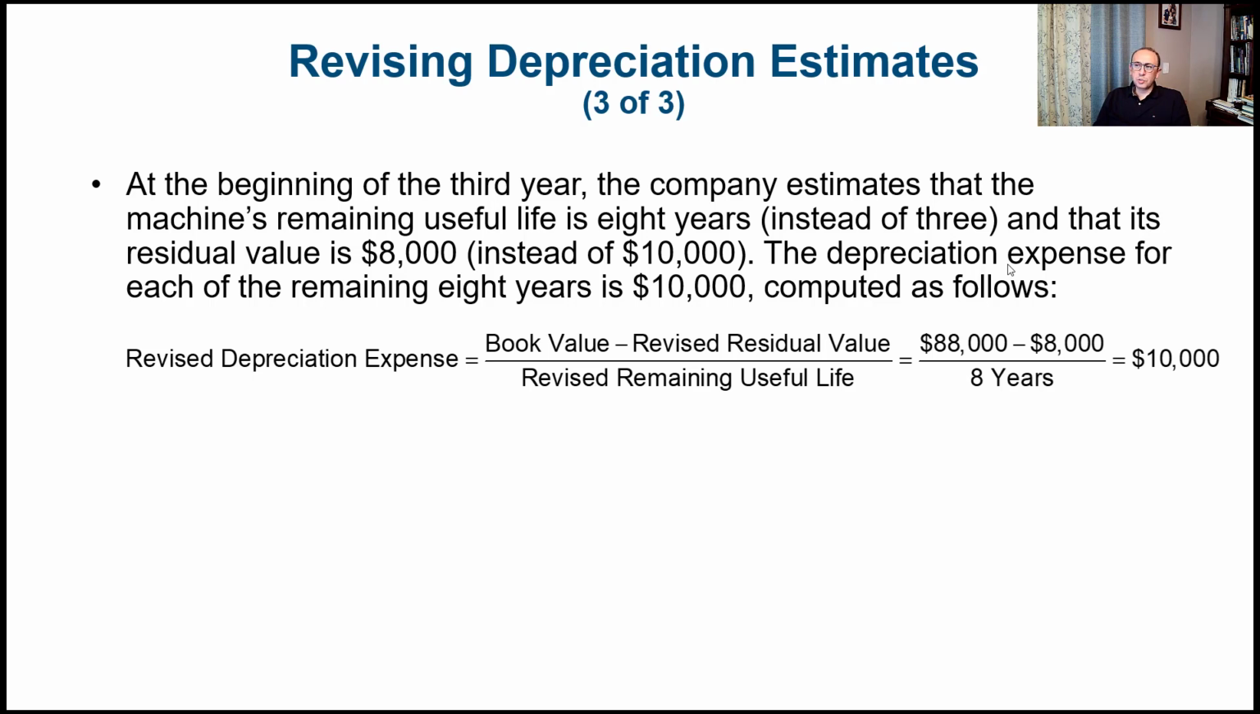So in this case, we treat the asset as if it's a new asset. We revise the depreciation using the new book value minus the new expected residual value divided by the new expected remaining useful life. So our book value at the beginning of the third year was 88,000. We subtract from it the revised residual value, divided by 8 years. 88,000 minus 8,000 divided by 8 years would be $10,000.